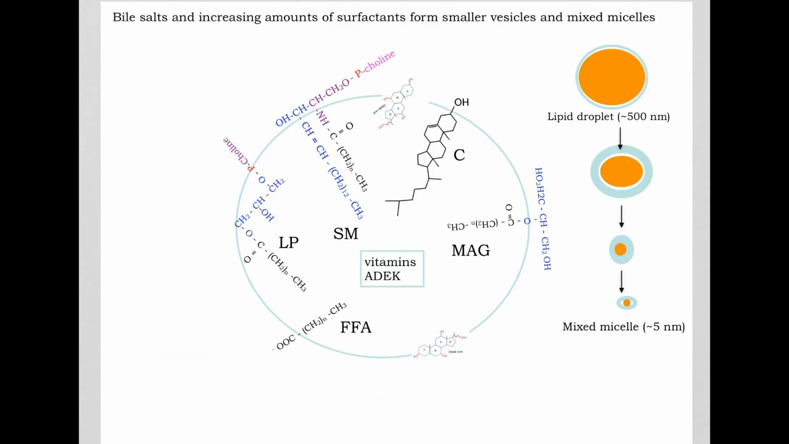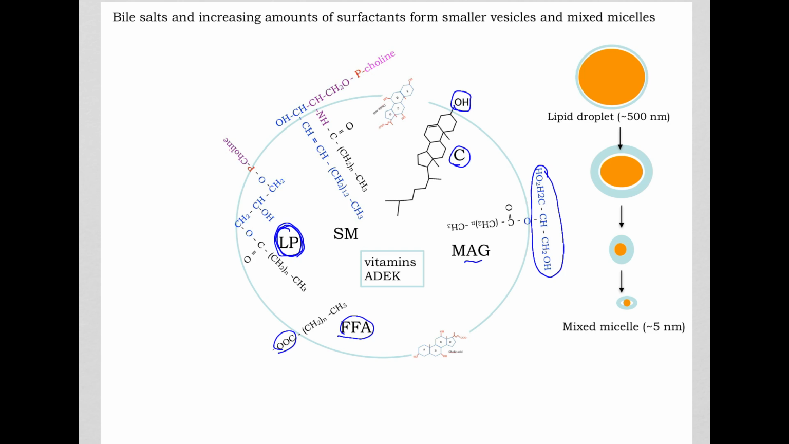So as this digestion happens, we see increasing amounts of surfactants of the amphiphilic lipids such as lysophospholipid. We see increasing amounts of cholesterol that has a little polar hydrophilic group here. We see some monoacylglycerol that is a very nice detergent, surfactant, and then we see a lot of free fatty acids on the lipid droplet.